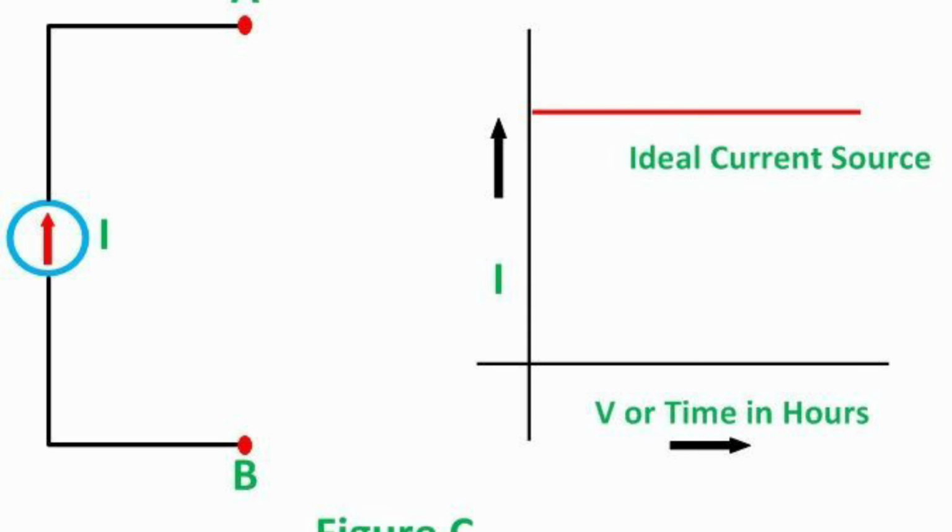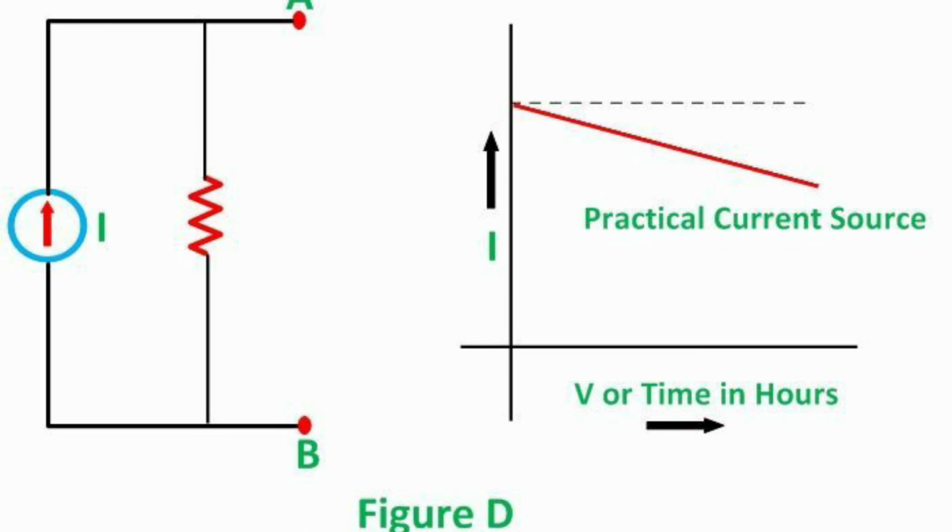An ideal current source is independent of voltage and an ideal voltage source is independent of current, so with any fluctuation or variation in the voltage in an ideal current source, the current remains constant.